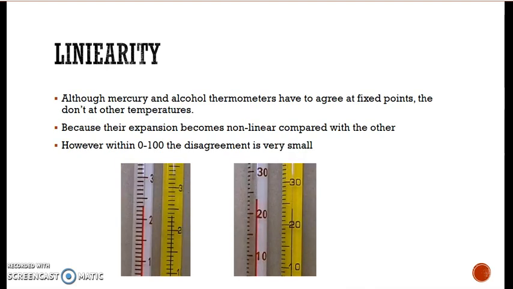Next, linearity. Although mercury and alcohol thermometers have to agree at fixed points, they don't at other temperatures, because their expansion becomes non-linear compared with others. However, within 0 to 100, this disagreement is very small. What I'm trying to say here is that alcohol and mercury expand differently at different temperatures. That's why it's like this, right? It's very linear. If you look at it, it's quite similar within 0 to 100. However, if you go above 100, then mercury will probably expand less or more, and alcohol will probably boil, so basically it won't expand the same.